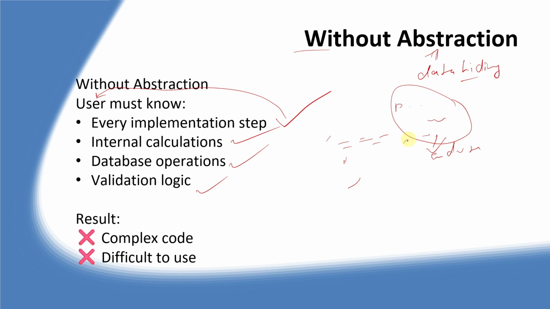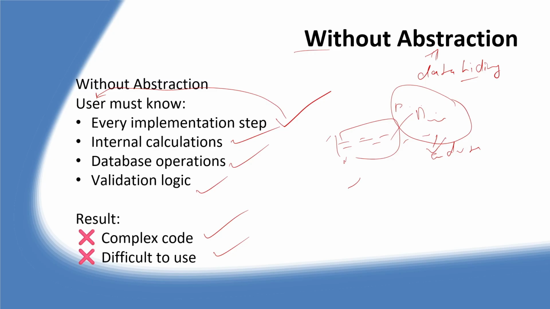It will be very difficult for the end user to use, knowing everything. So it will be complex code for him, difficult to use, because there will be no simple interface. The user has to understand everything, all the background processes, whatever is going on. That would make software much more complicated.